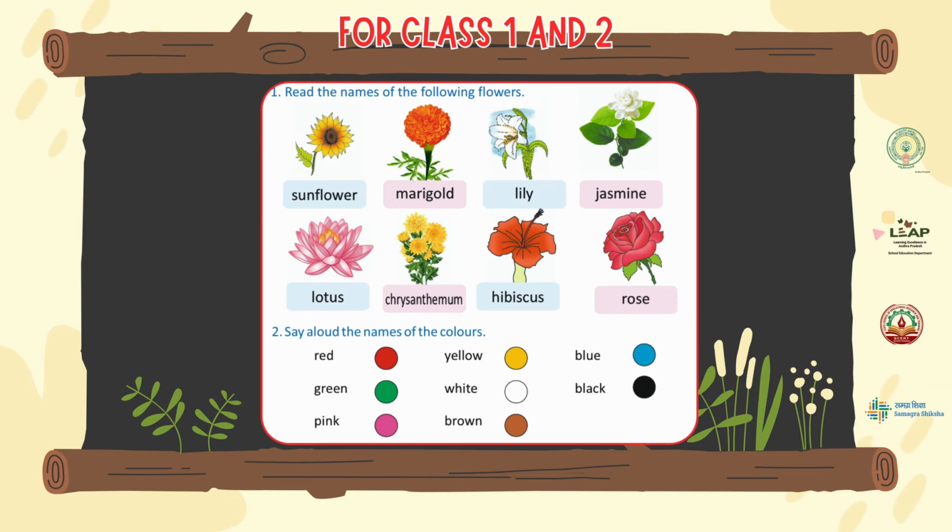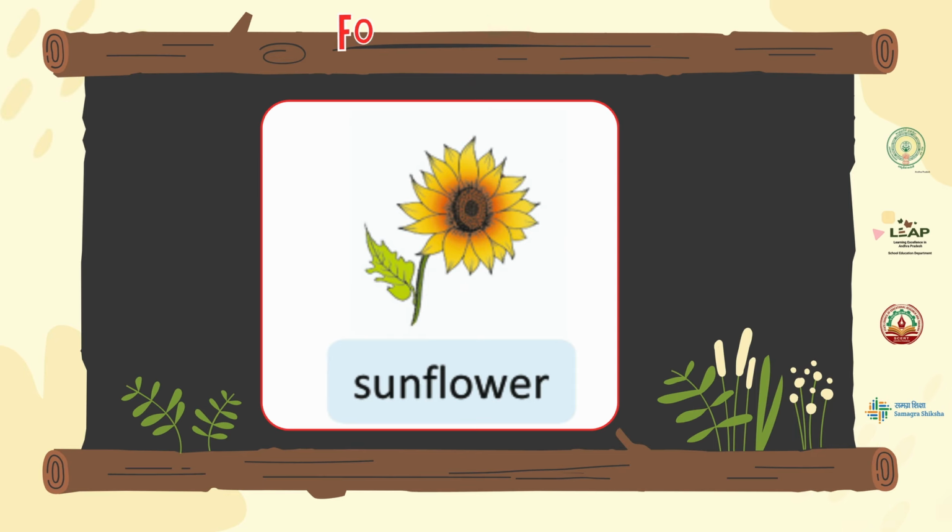In our textbook, on page number 140, we have some more vocabulary words related to names of flowers and colors. Let us dive into that topic also. Some flower names are given there. First one is sunflower. Look, children, this is a sunflower. It is big, round, and yellow like the sun. Everyone say it with me. Sunflower. Let's spell it out.